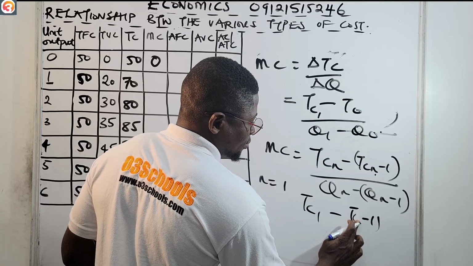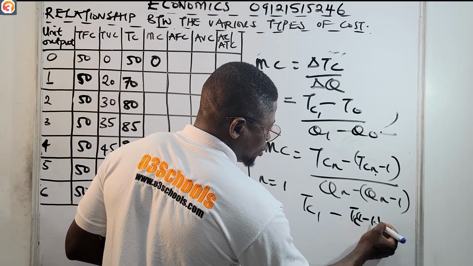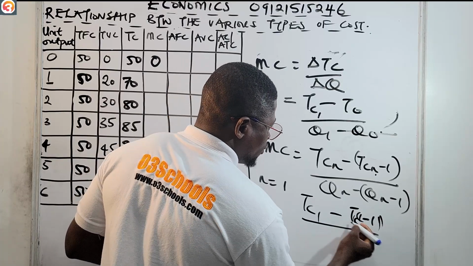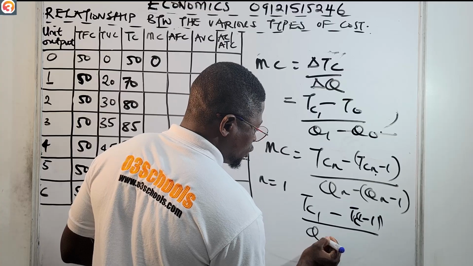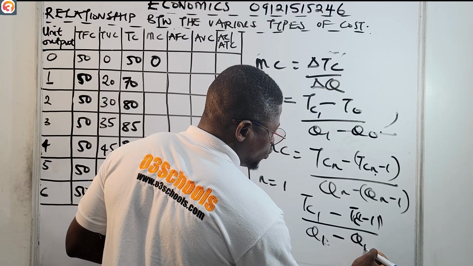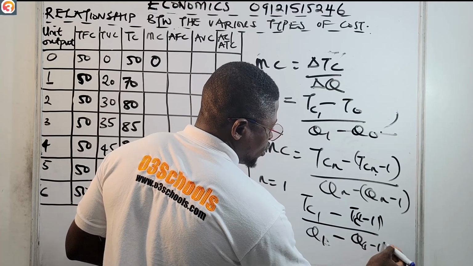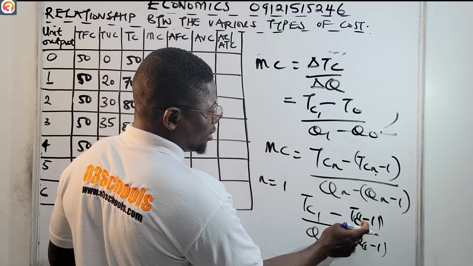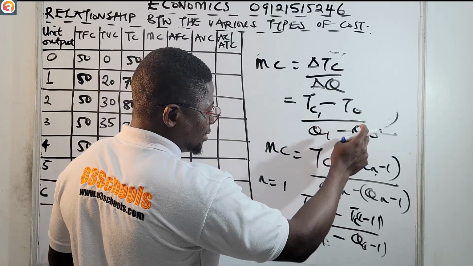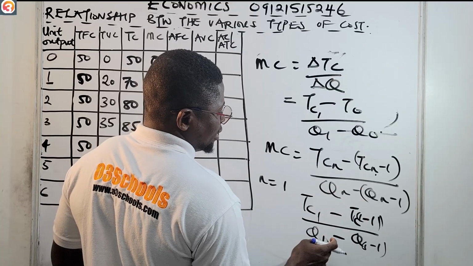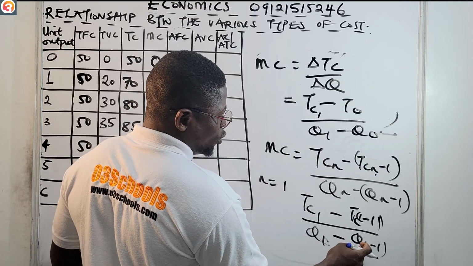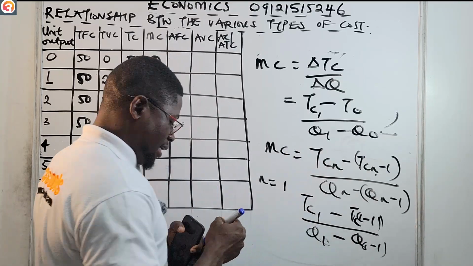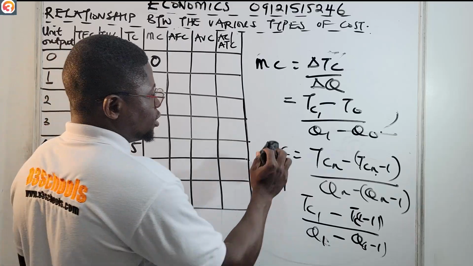Are you seeing it? TC1 minus 1. 1 minus 1 is 0 over Qn, n is 1, minus Q1 minus 1. Okay, 1 minus 1 is also 0. So TC1 is the TC1 here, TC0 is 1 minus 1, T0. Then Q1 is this Q1, then Q1 minus 1 is this Q0 there. All right, so it's very easy.